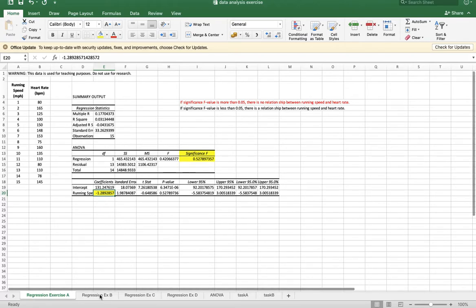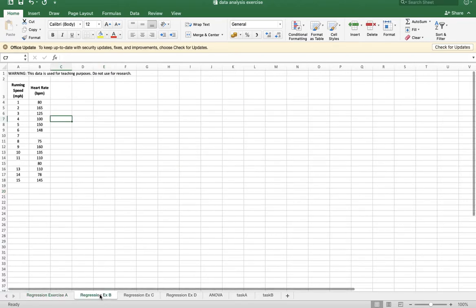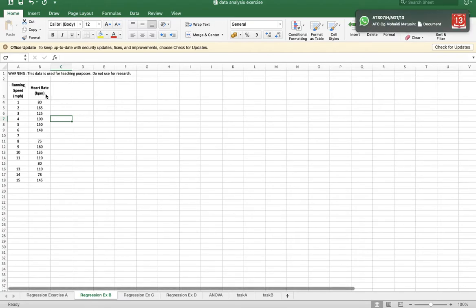Let's say, for example, regression exercise B. The data that I have placed here is almost similar to regression exercise A. However, you see that there is some missing data, this one and this one. So if you try to do a regression analysis on this, you will most likely fail to do so.